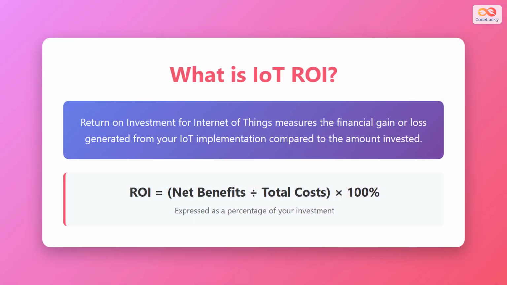Return on investment for Internet of Things measures the financial gain or loss generated from your IoT implementation compared to the amount invested. The basic formula is straightforward. ROI equals net benefits divided by total costs, multiplied by 100%. This calculation expresses your return as a percentage of your original investment, making it easy to compare different projects and justify technology spending to stakeholders.